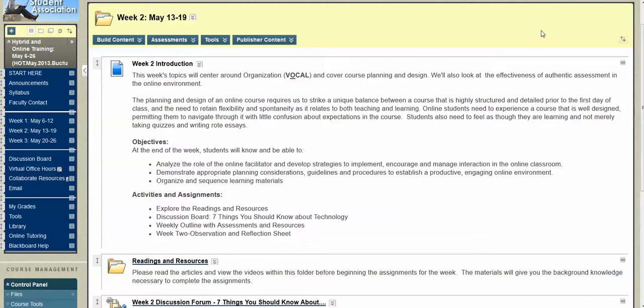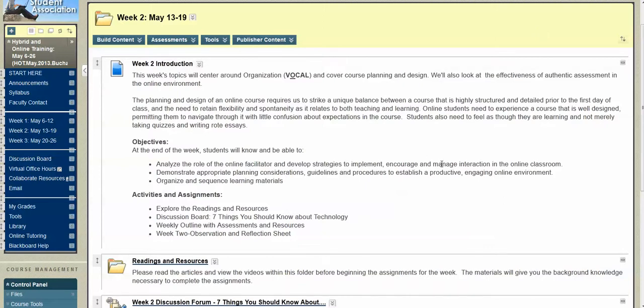This week we will continue looking at organization in the online environment, and we'll also delve into online course planning and design. Additionally, we'll explore the use of authentic assessment in the online environment. At the end of this week, you'll be able to analyze the role of the online facilitator and develop strategies to implement, encourage, and manage interaction in the online classroom. Demonstrate appropriate planning considerations, guidelines, and procedures to establish a productive, engaging online environment. And finally, you'll be able to organize and sequence learning materials in an online course.